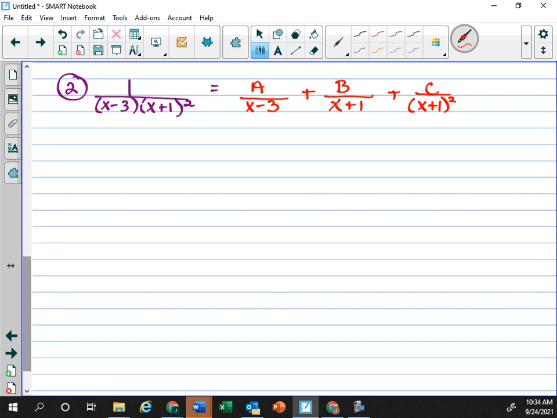If it was x plus 1 to the 4th, you'd have x plus 1, x plus 1 squared, x plus 1 cubed, x plus 1 to the 4th. Like, you just have to build up to what the highest exponent is. I'm not going to give you one that's to the 4th. You're going to see squared, and that'll be as high as you see. Okay?